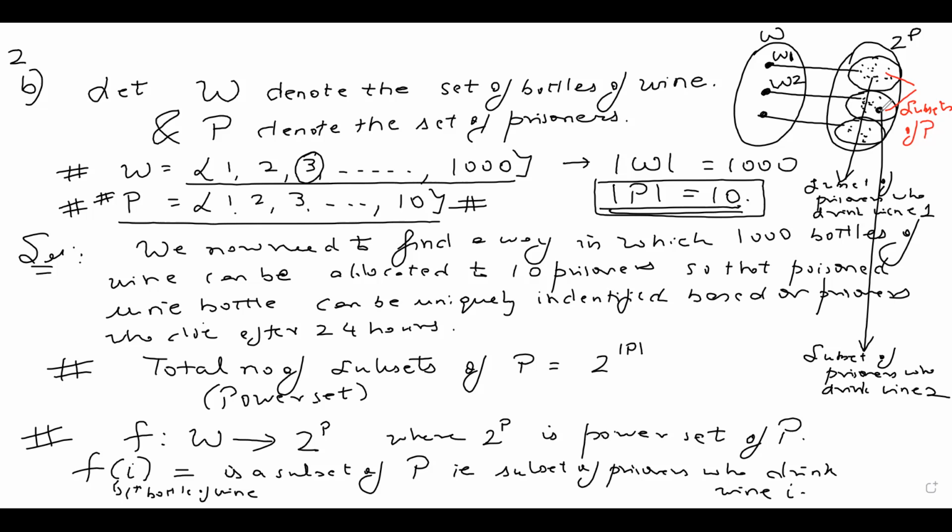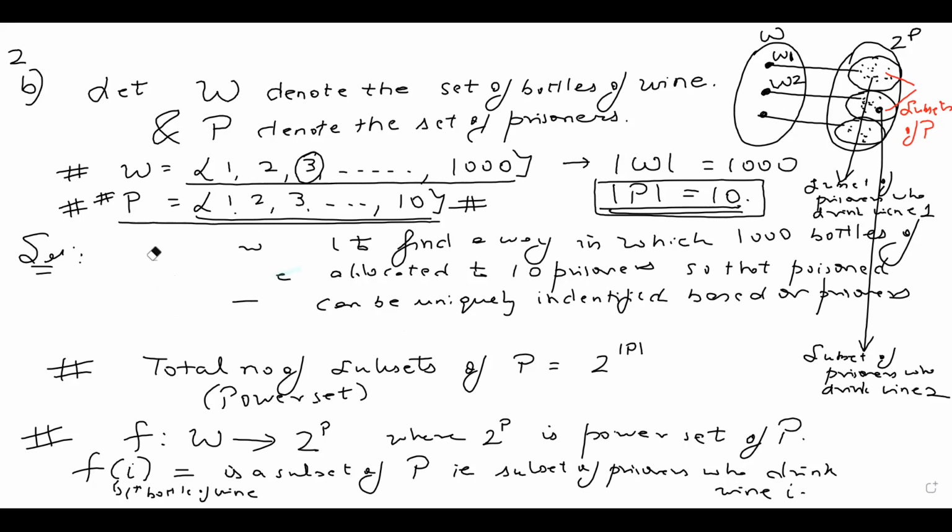Dot, dot, dot, we have 1000 wines. So every bottle of wine will be mapped onto a subset of prisoners. We have 10 prisoners. The possible subsets we can have is 2 to the power 10, which is 1024. Now you can see that the function is a 1-1 function. Every wine bottle will be mapped onto a unique subset of prisoners. Okay. So I can erase the initial part.